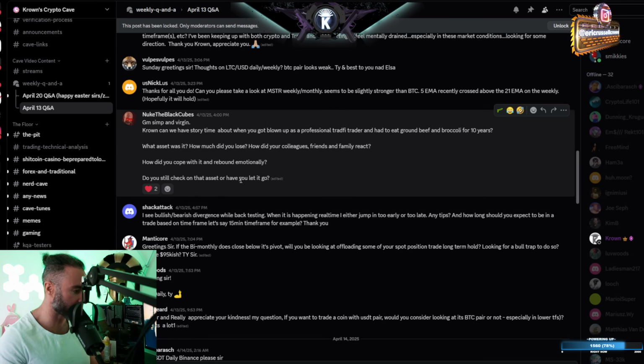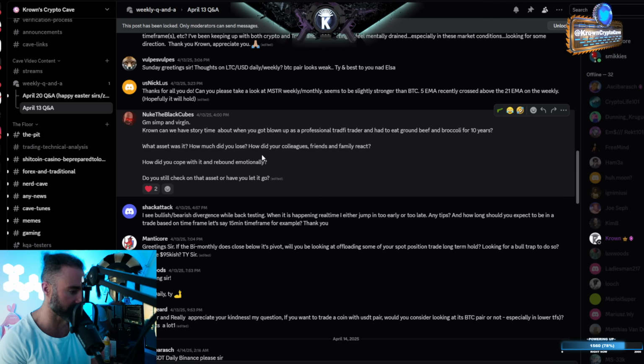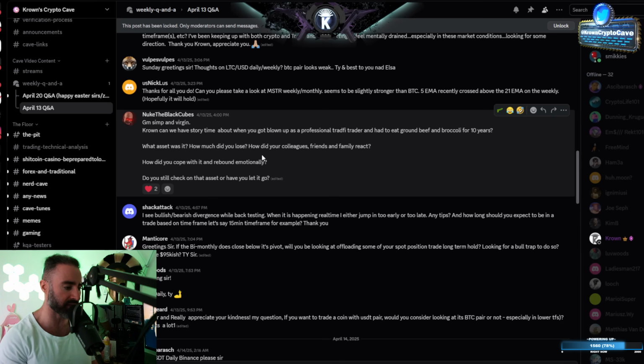Shack Attack says, I see bullish bearish divergence while backtesting. When it is happening in real time, I either jump in too early or too late. Any tips, and how long should you expect to be in a trade based on time frame? Let's say 15-minute time frame, for example. You have to backtest these things, and then you'll know the answer.